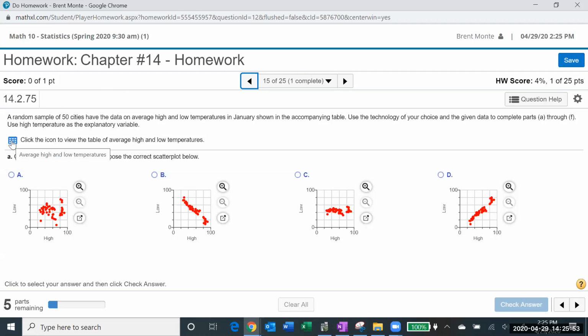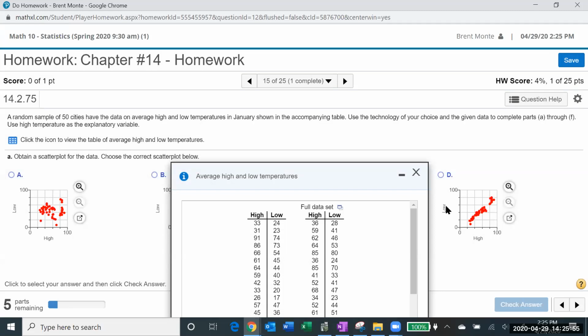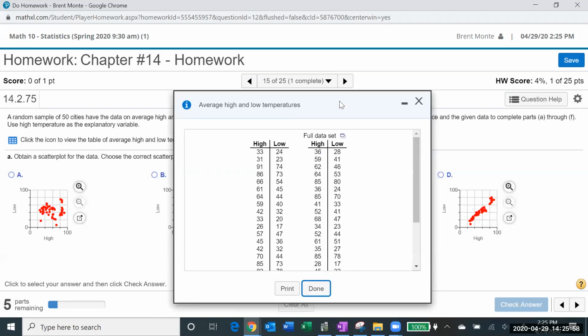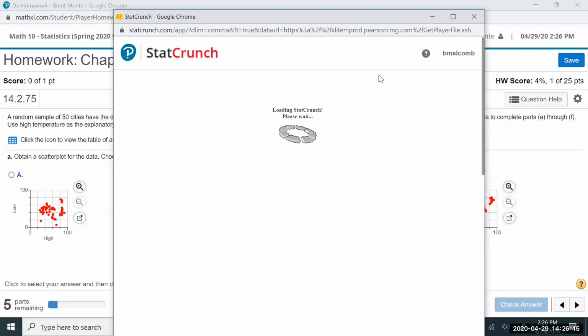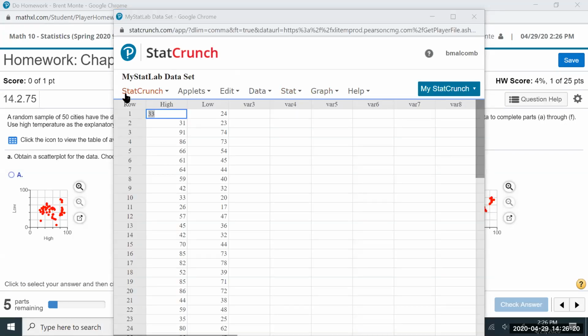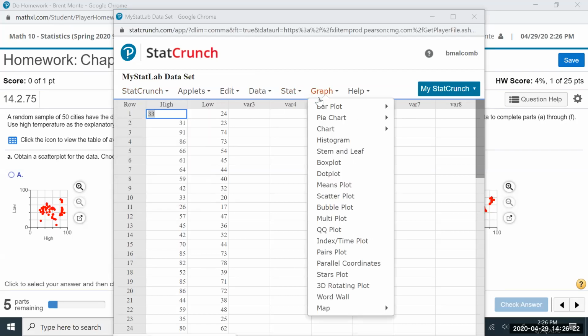So we click here to get the data. It says, oh, there's the data. And look, it's just a huge amount of data. So I say, okay, that's nice. Let's open it in StatCrunch. And notice what they're trying to get us to do here. They just want a scatter plot of it. So here's what we do. We go graph, and we come down here to Scatterplot. Boy, that was hard. Click on that.